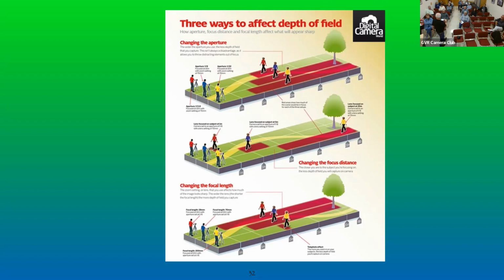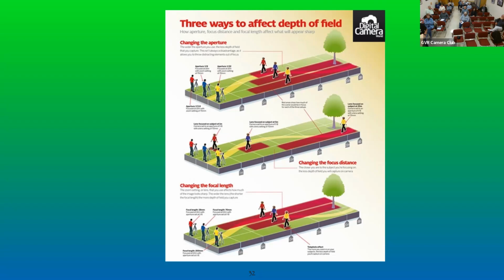Okay, three things to remember. It only applies to long lenses, like 300 mil or higher. They can affect depth of field. And so can distance to the subject.